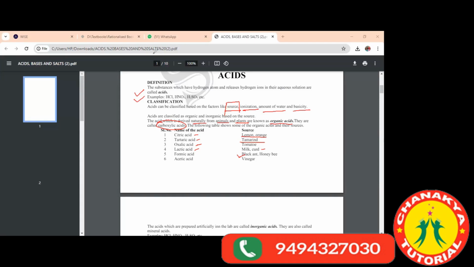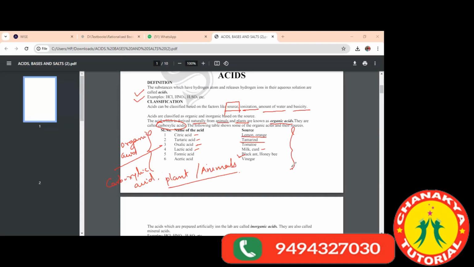Then acetic acid, it is present in vinegar. So these are what? All are organic acids. They are also called carboxylic acids. They are obtained from either plants or animals. And these are the examples. I hope all of you have written this.